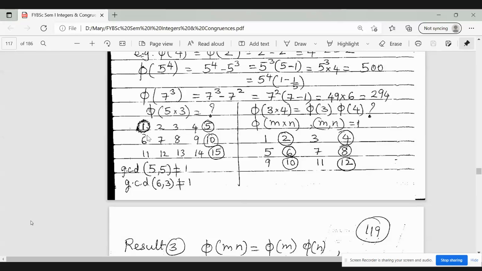So 1 and 6, 1 and 11; 6 is not relatively prime. So there are actually 4 into... see, what is phi of 5? Phi of 5 is 4. So 4 into, each column has how many numbers? 2 numbers. So 4 into 2 is 8.